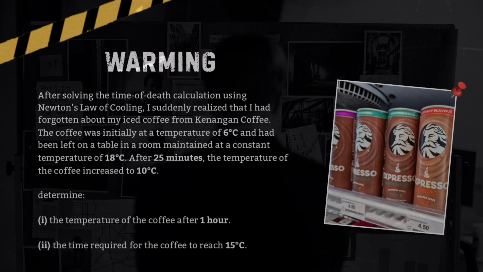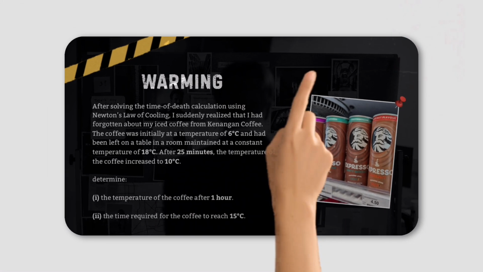Let's find out. After solving the time of death calculation using Newton's law of cooling, I suddenly realized that I had forgotten about my iced coffee from Kenangan Coffee. The coffee was initially at a temperature of 6 degrees Celsius and had been left on a table in a room maintained at a constant temperature of 18 degrees Celsius. After 25 minutes, the temperature of the coffee increased to 10 degrees Celsius. I want to find the temperature of the coffee after 1 hour and also the time required for the coffee to reach 15 degrees Celsius.